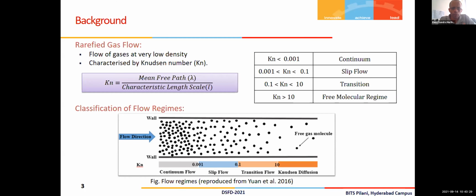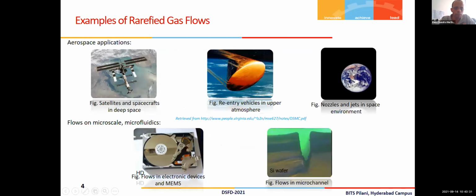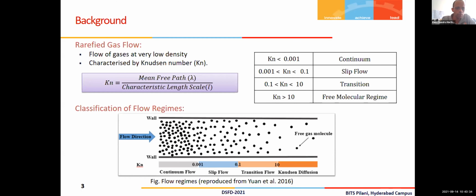So to begin with, the rarefied gas flows are basically the flow of gases at very low densities, and that is characterized more quantified by something called Knudsen number, which is the ratio of mean free path to the characteristic length scale. The mean free path is basically the distance the molecule travels before it collides with another one. So based on this value of Knudsen number, the flow is classified into continuum, slip, transition, or free molecular regimes. And the schematic below shows an idea of what different regimes are.